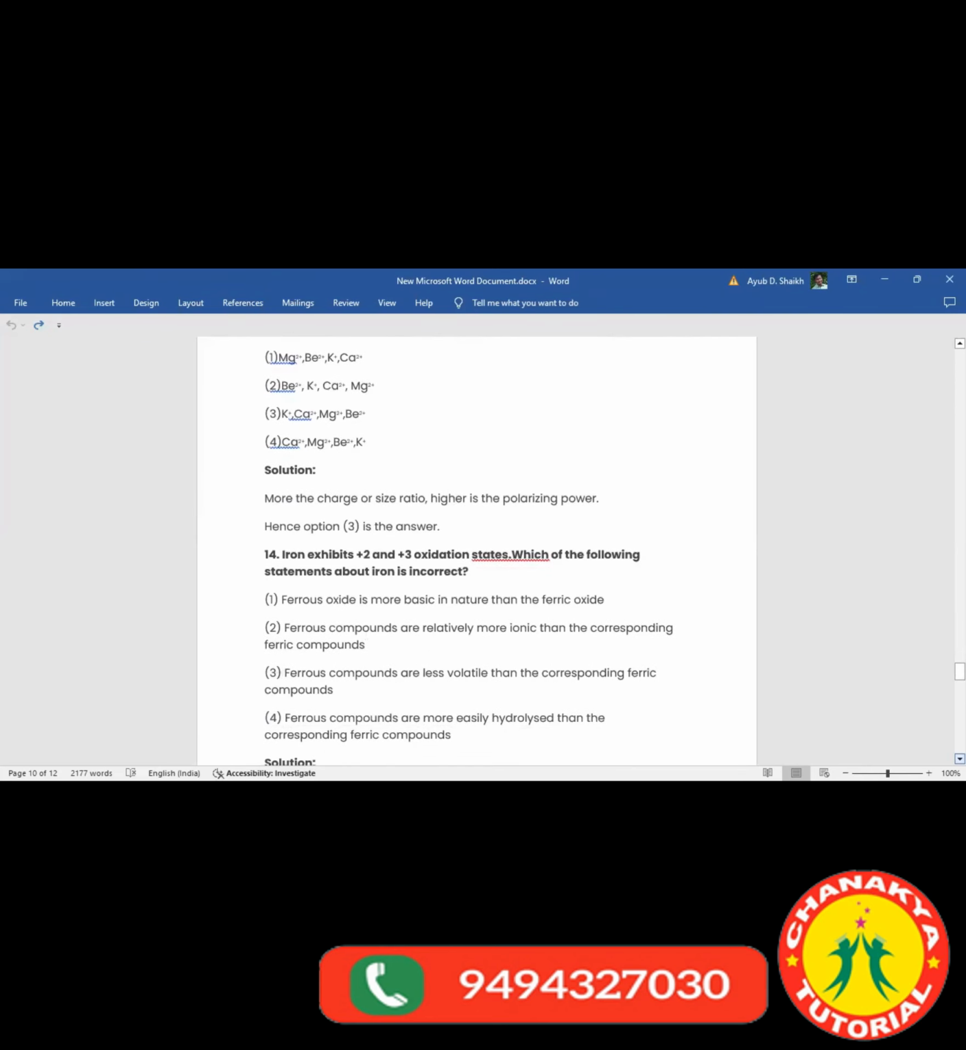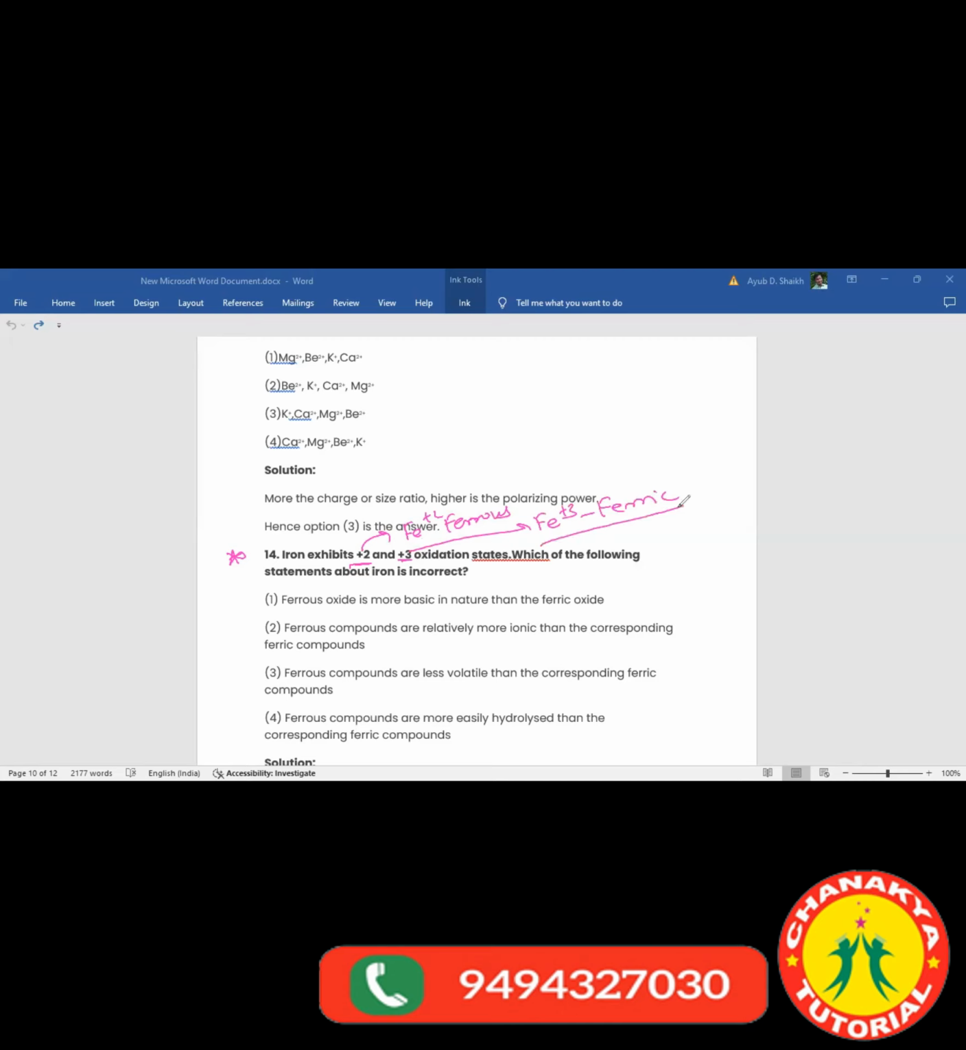Write down this. Iron exhibits plus 2 and plus 3 oxidation state. Which of the following statements about the iron is incorrect? So read the statements one by one. Let me see what logic you will apply for this question. Question number 14. We know that if iron exhibits plus 2 state, it is Fe plus 2, means ferrous. If it's Fe plus 3, then it is ferric. Ferrous and ferric, correct?